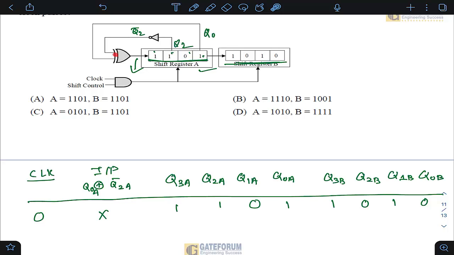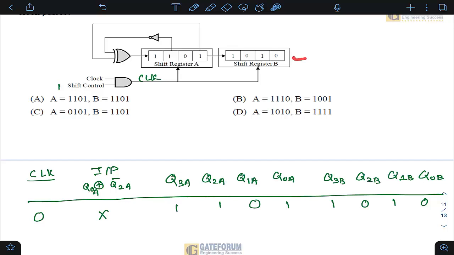I mean input in the sense of what the output of this XOR gate is. So by observing notation, it is Q0A XOR with Q2 complement A. Now, how does this data transfer happen, students? Here, if you observe this carefully, how will the data transfer happen? See, whenever you give the clock, this clock is simultaneously applied to this register and this register. So under operation, the shift control will be made 1 and this is the clock. This clock, whenever you apply it, is applied to shift register A and shift register B simultaneously. So the data shifting is going to happen simultaneously.